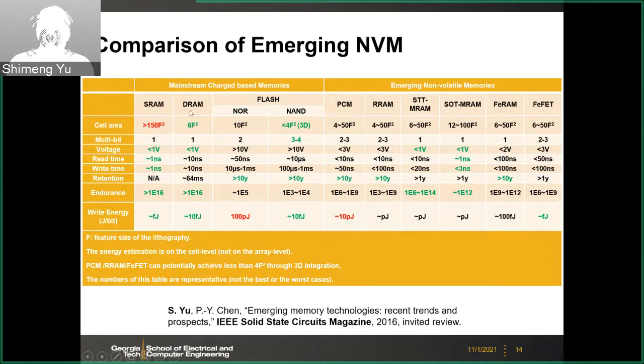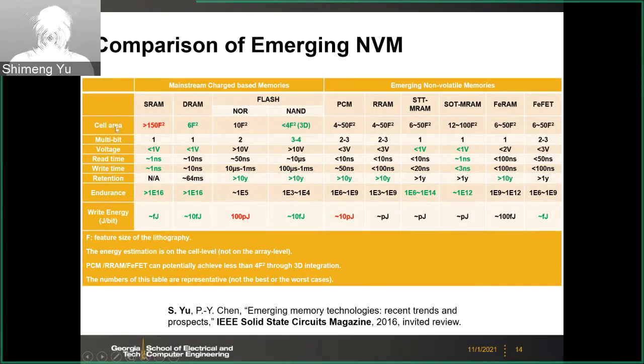And here we have SRAM, DRAM, flash. For flash, we have NOR flash and NAND flash. And for the emerging non-volatile memory, we have phase-change memory, RRAM, STT-MRAM. And we have one more candidate we haven't discussed yet. This is a special class of the MRAM, the SOT-MRAM, spin orbit torque MRAM. We will discuss that later. And we have FeRAM and FeFET.